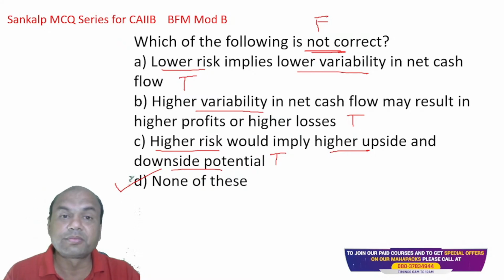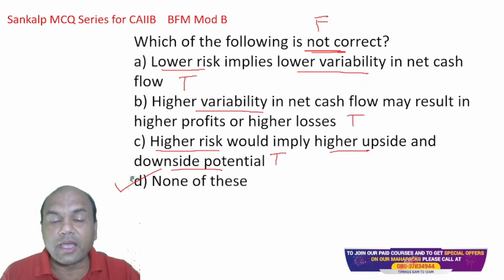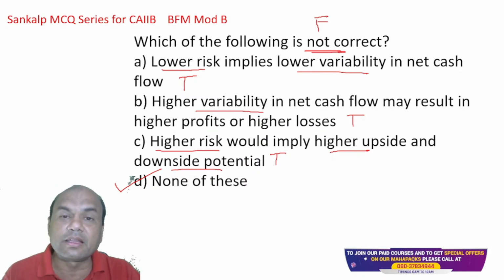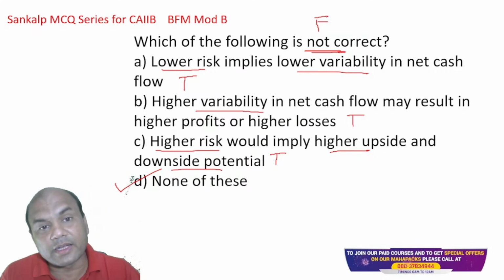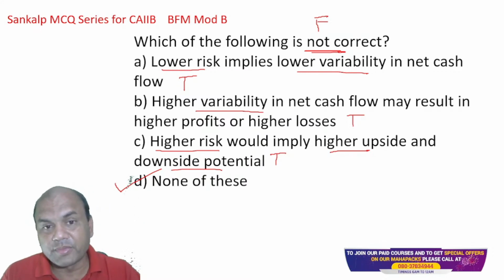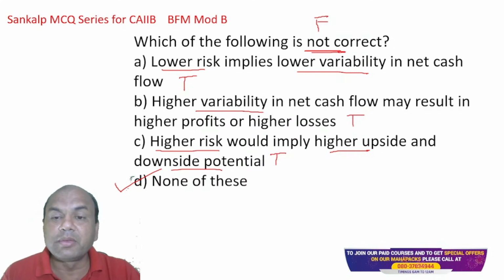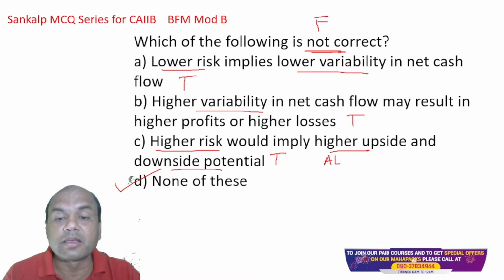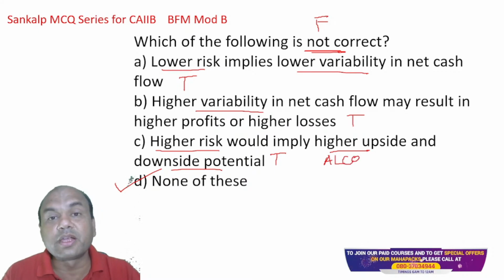Generally in exams, we have a habit that none of these will never be the answer. But remember, this is CAIIB. In CAIIB, you can't guarantee anything. You can get none of these as the answer also. Because remember, higher variability means may result in higher profits and or higher losses. Higher risk would imply higher upside or higher downside. That is the basic logic of this ALCO department. What is the ALCO department in the bank? Asset liability management. So it basically deals with this higher upside and higher downside.